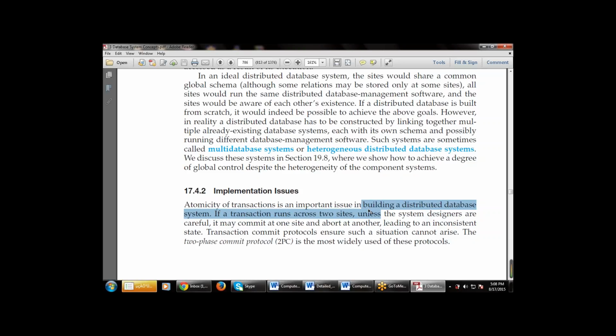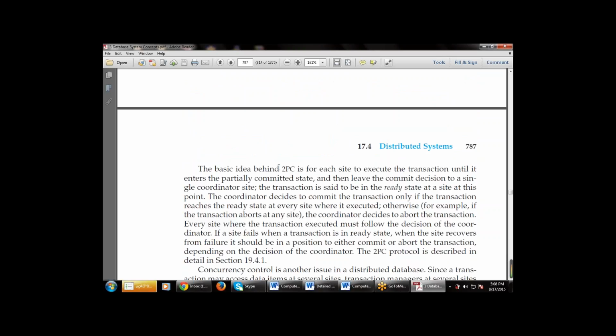Then there is the two-phase commit protocol, which is the most widely used protocol. The main motto behind the two-phase commit protocol is for each site to execute the transaction until it enters a partially committed state, and leave the commit decision to a single coordinator site. The transaction is said to be in the ready state at the site at this point.